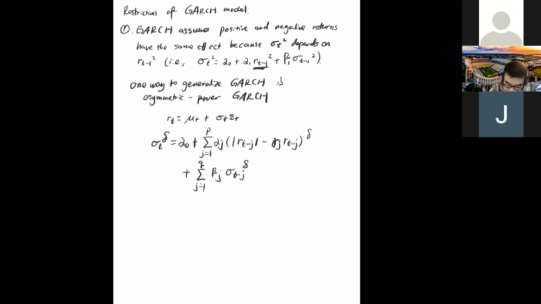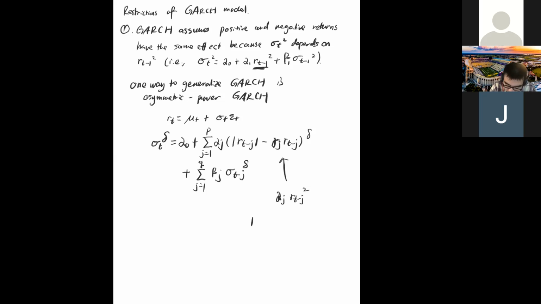And why is it called asymmetric? The asymmetric part actually comes from here. Before, what we had was this alpha j times R_{t-j} squared, let's just say 2, right? But now, this is symmetric, which we discussed is perhaps not very good. So we want to make it asymmetric. We want the positive return and the negative return to have different effects on next period return.